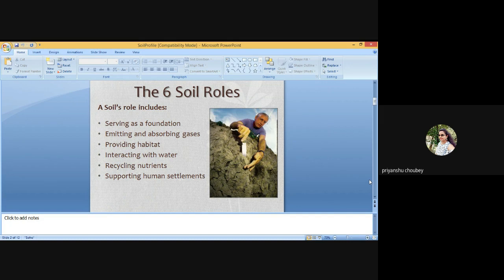Soil roles include six soil roles: serving as foundations, emitting and absorbing gases, providing habitats, interacting with the water, recycling nutrients, and supporting human activity.